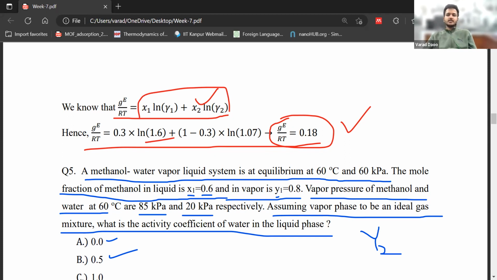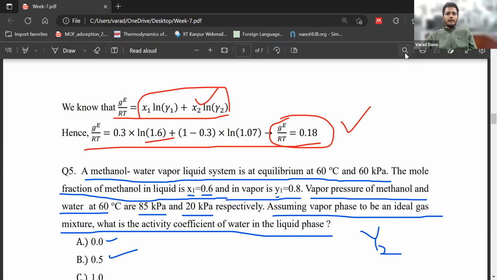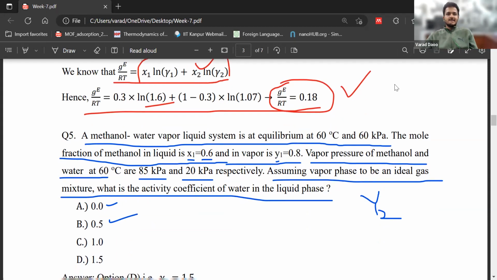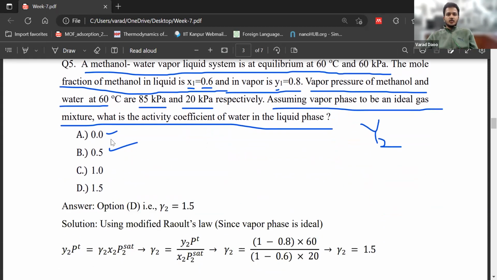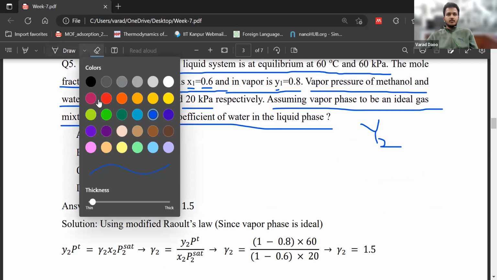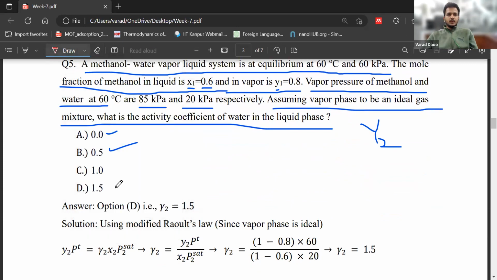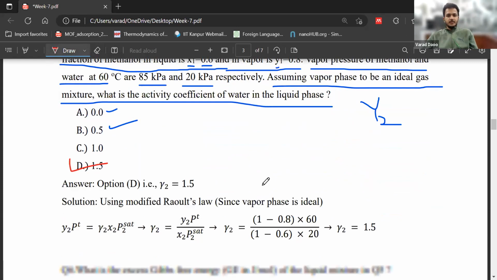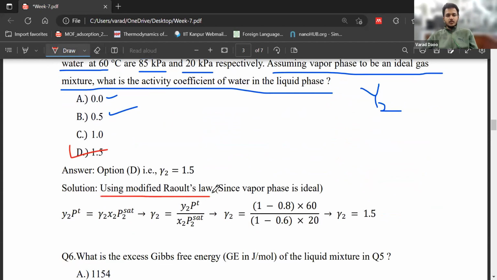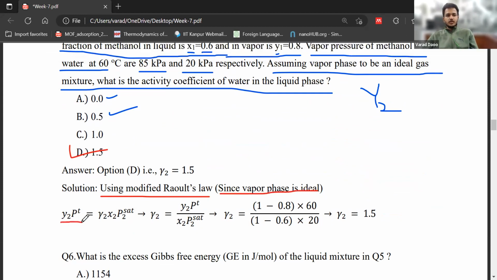So anybody got any answer? The correct answer is option D, 1.5. We will be using the law called modified Raoult's law, because the vapor phase is ideal. So we are using it for component 2. So this is y2 PT equals gamma 2 x2 into P2 sat.